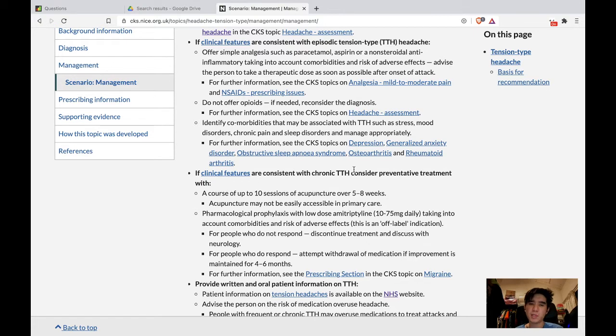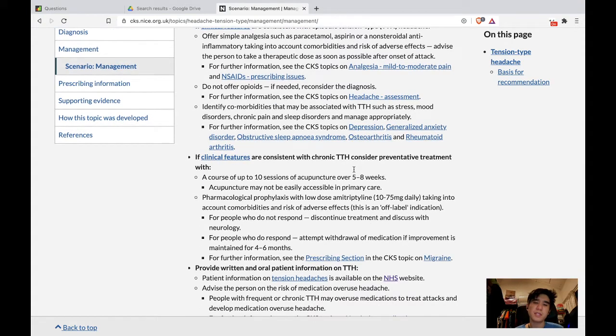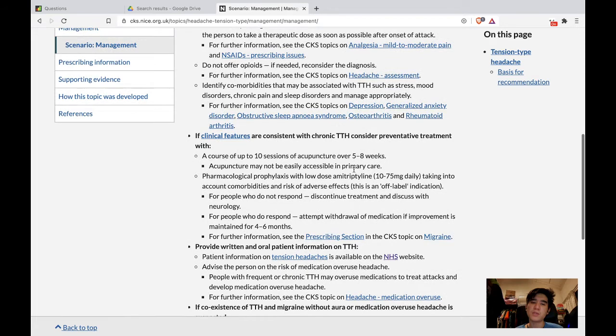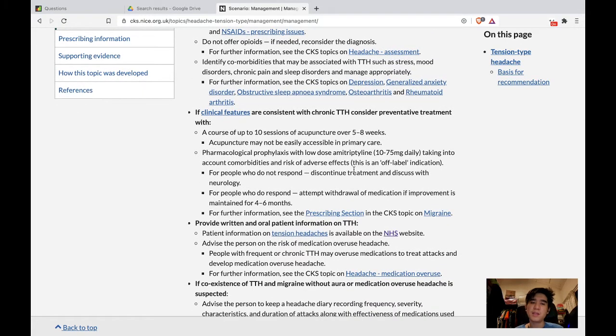Identify comorbidities that may be associated with TTH, tension type headache, such as stress, mood disorders, chronic pain, and sleep disorders, and manage appropriately. For further information, see the CKS topics on depression, generalized anxiety disorder, obstructive sleep apnea syndrome, osteoarthritis, and rheumatoid arthritis. If clinical features are consistent with chronic tension type headache, consider preventative treatment.